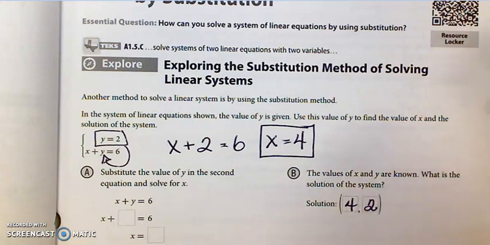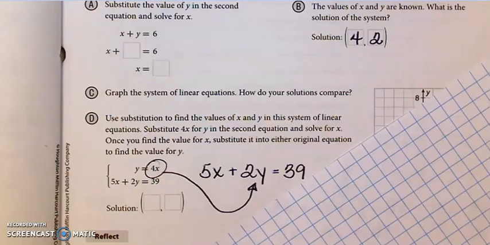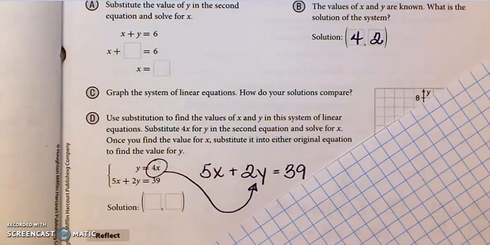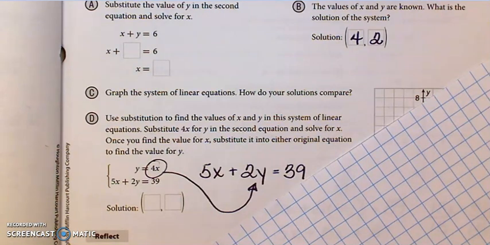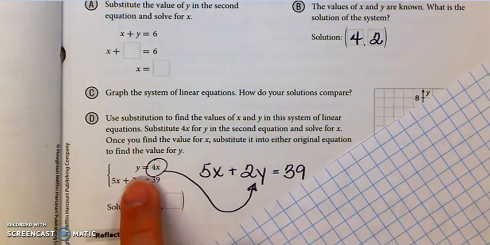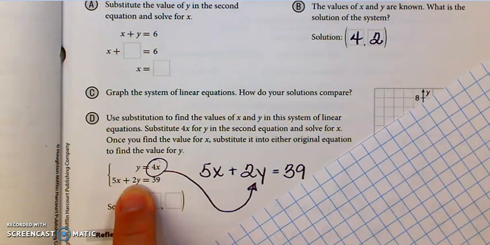All right, let's go down to the example at the bottom. I'm now at example D. It says use substitution to find the values of x and y in this system of linear equations. Substitute 4x for y into the second equation and solve for x. So here, y is equal to 4x. That's your first line. And then you have a second line, 5x plus 2y equals 39. Again, it's not in slope-intercept form, but that's no big deal.